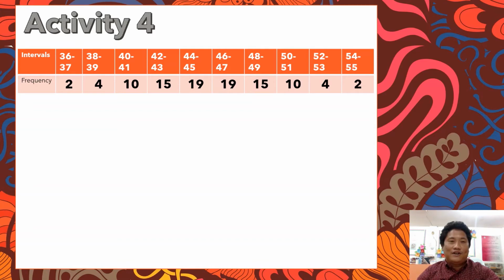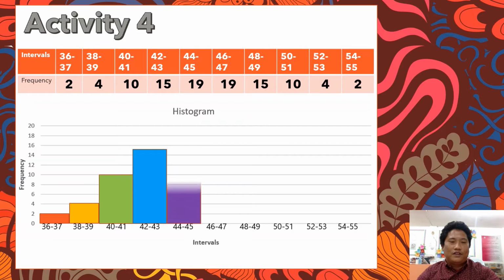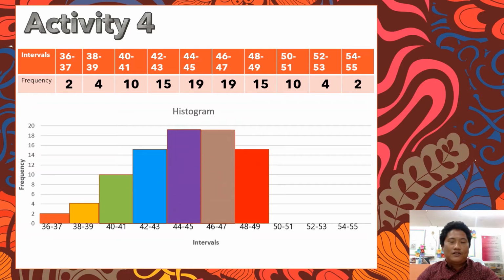And for the histogram of this activity, we have here the intervals at the horizontal part, and for the vertical, we have the frequency. So for 36 to 37, the frequency is 2. Then for 38 to 39, 4. And 40 to 41 is 10. And then we have there 42 to 43. And we have the rest of the intervals. And looking at the graph, can you describe it? Very good. Yes, it is bell-shaped.